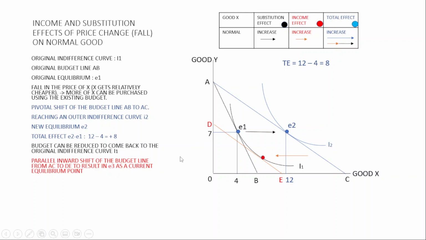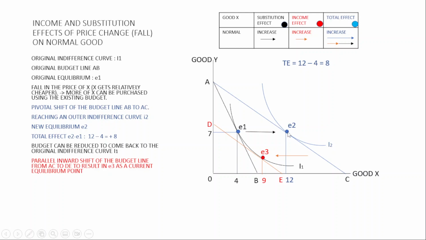And where is this E3? Here is this E3, where this point is touching. Here you make use of, say, 9 units of X. Now see, everything has happened in red color. We have the interpretation in red color. Parallel inward shift is income change. So this is showing you the income effect.